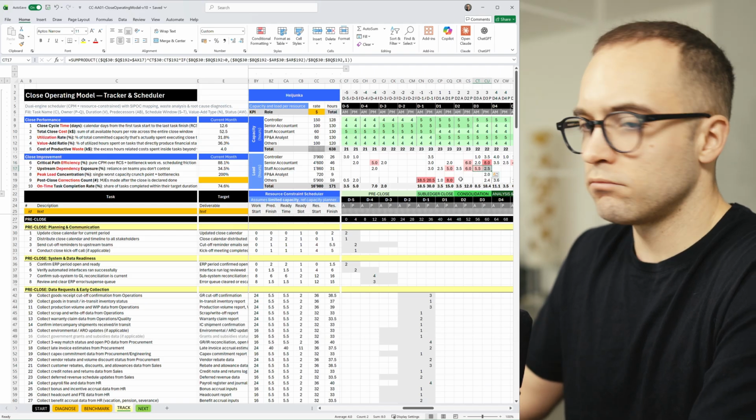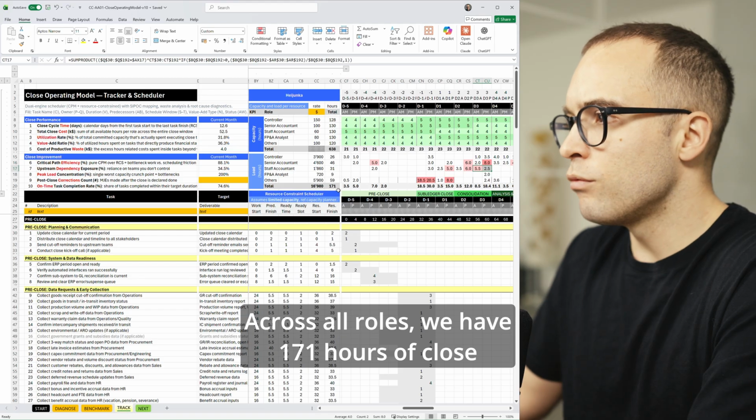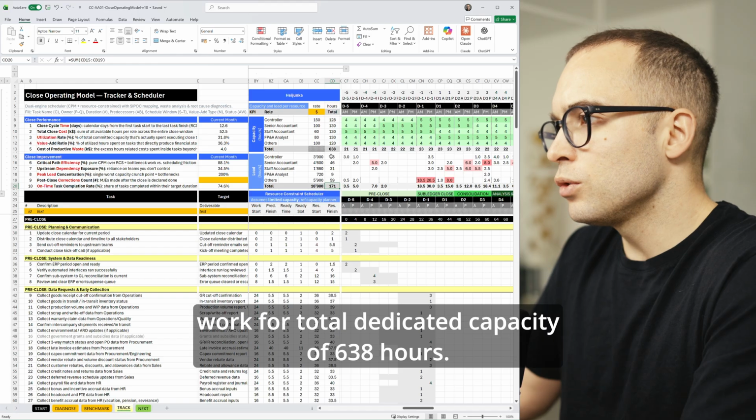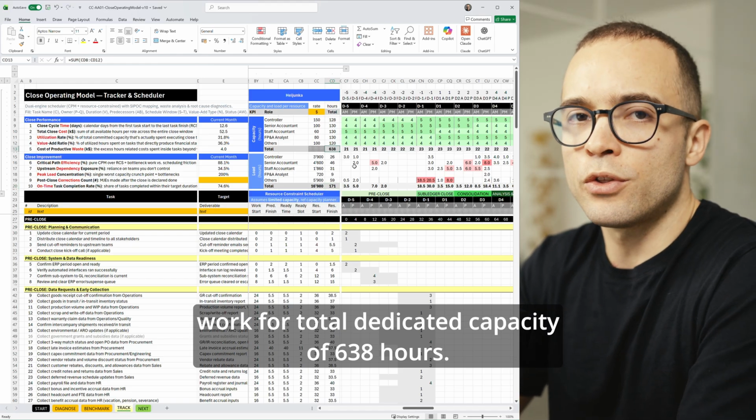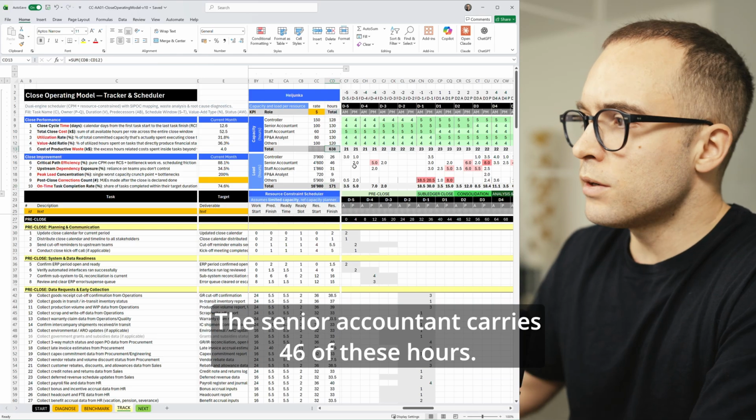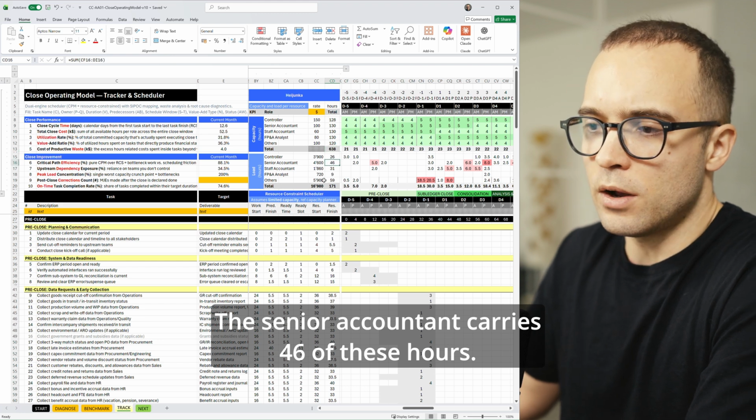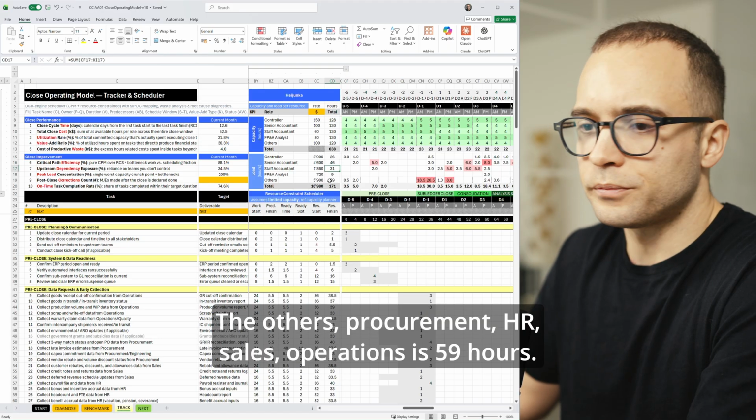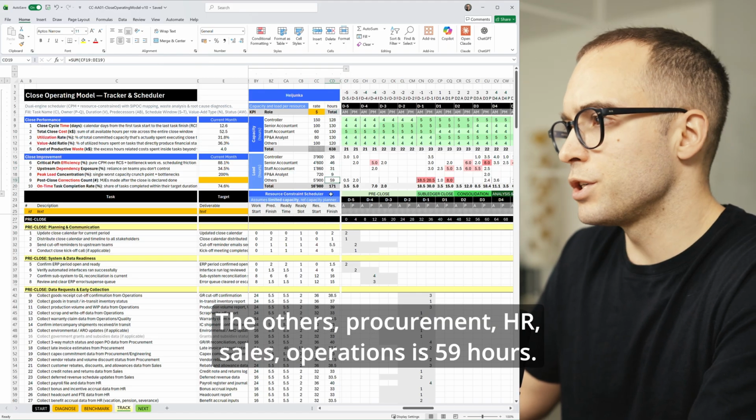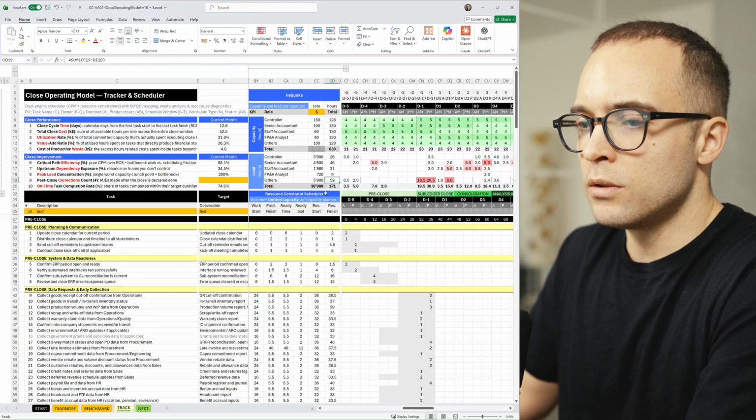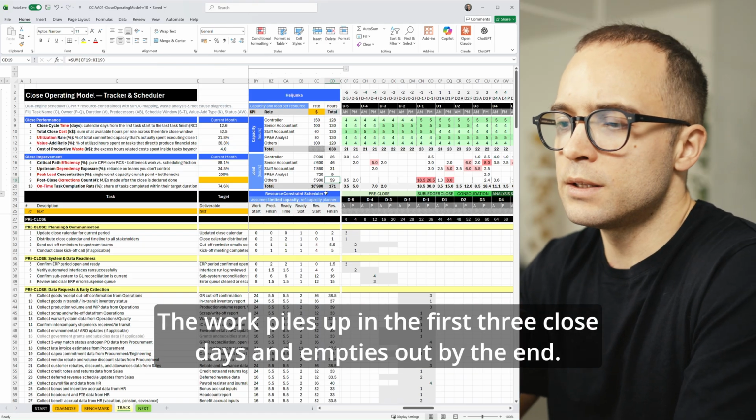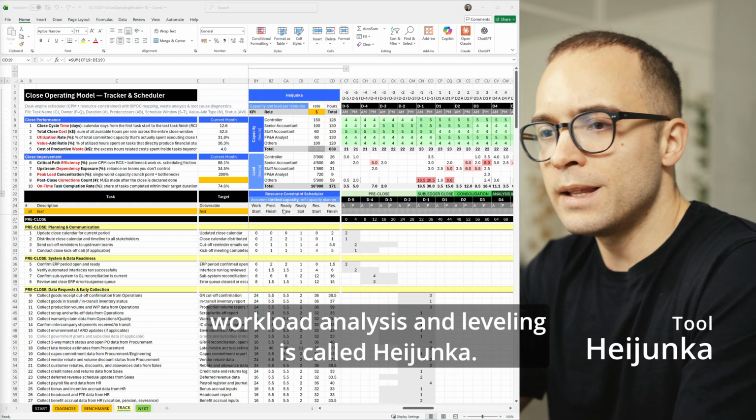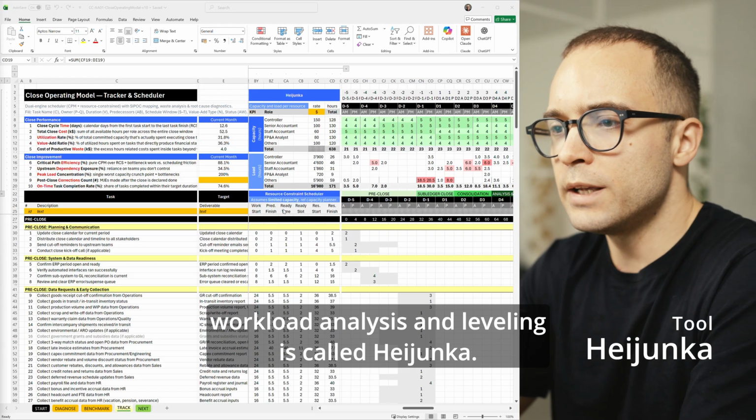D3, 8 hours. Across all roles, we have 171 hours of close work for a total dedicated capacity of 638 hours. The senior accountant carries 46 of these hours. The staff accountant, 31 hours. The others, procurement, HR, sales, operations, is 59 hours. The work piles up in the first 3 close days and empties out by the end. In lean manufacturing, this kind of workload analysis and leveling is called Heijunka.